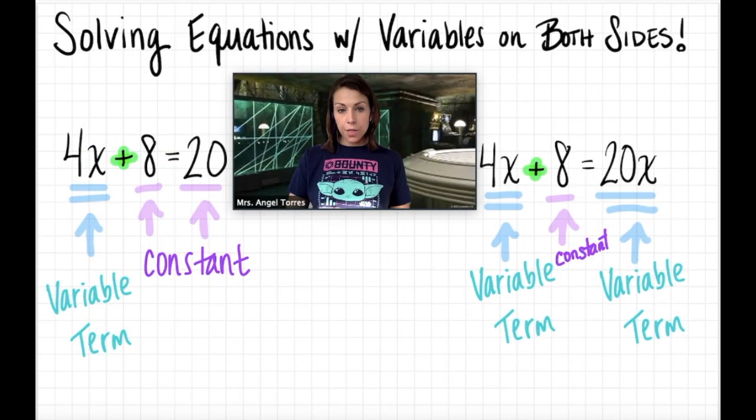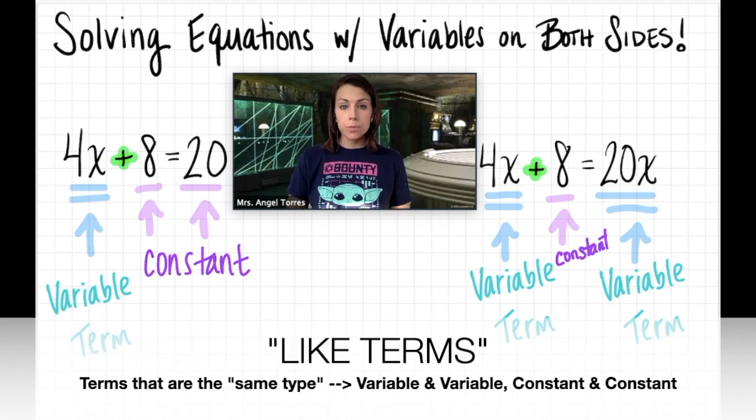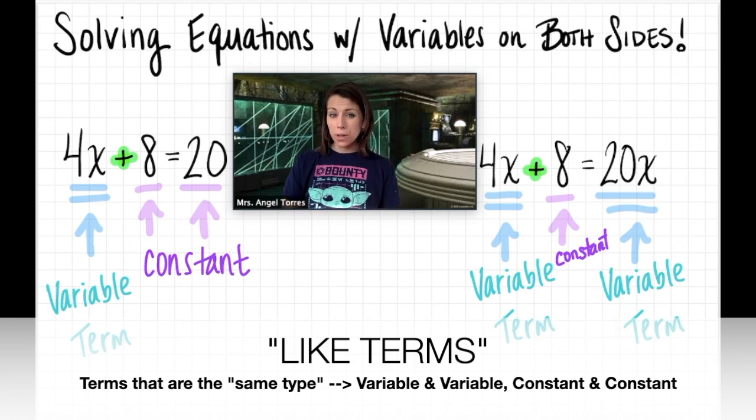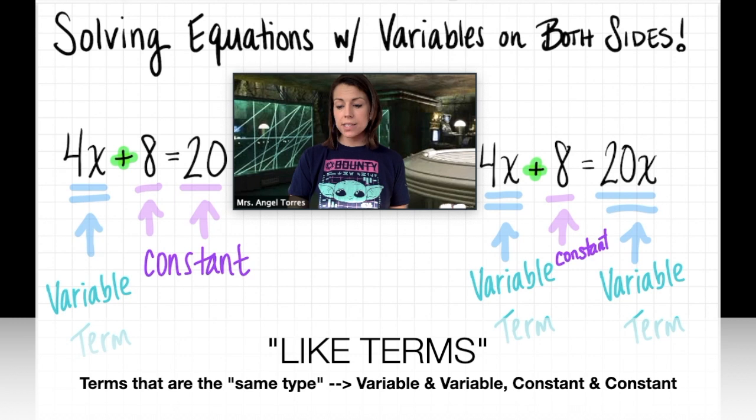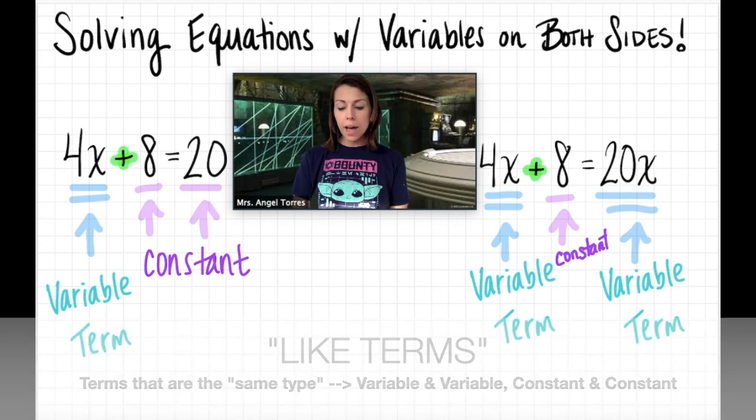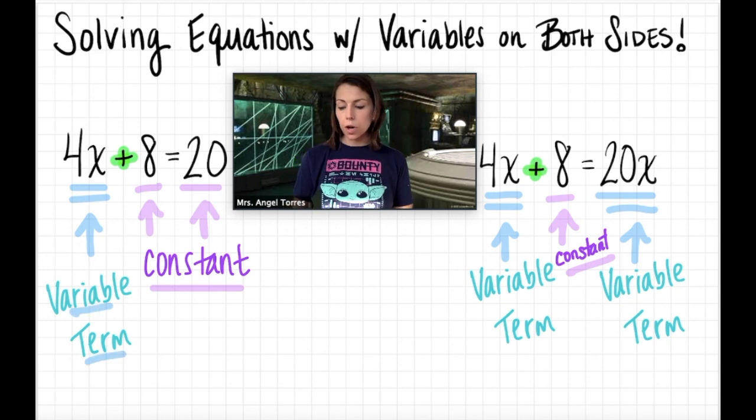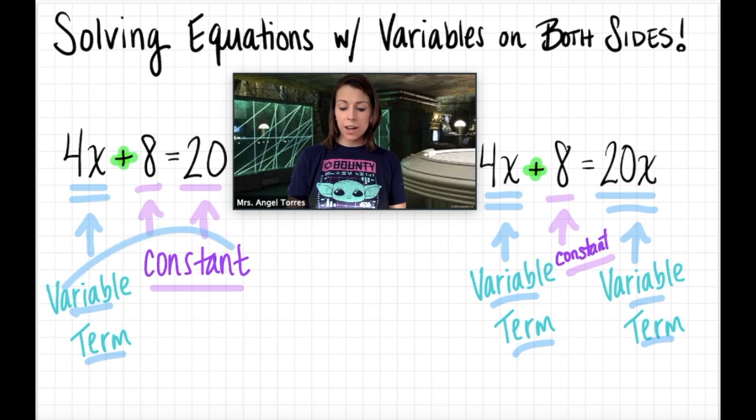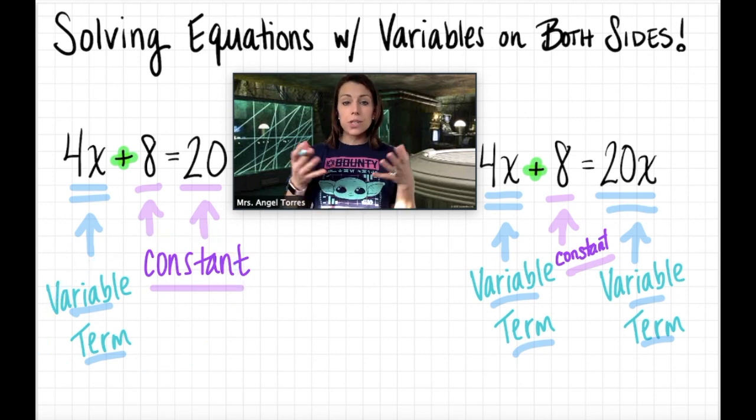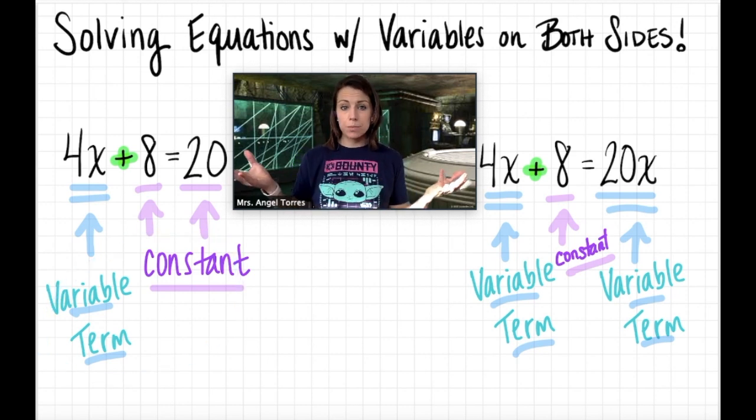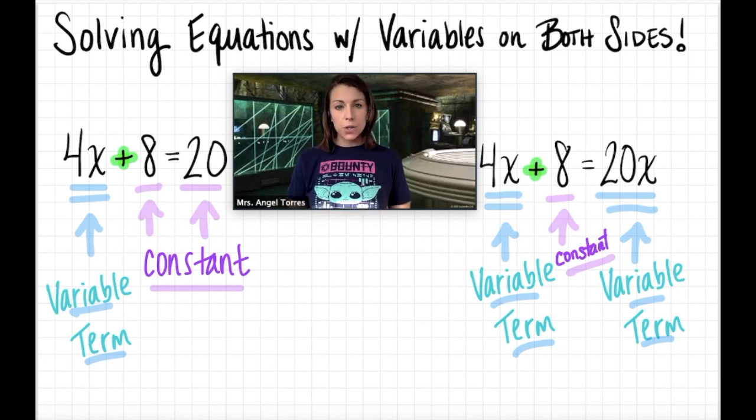Now, the final thing we want to talk about is what are called like terms. Like terms are terms that are the same type, that have the same variable or no variable at all. If I had to combine some of these terms, I could only combine a constant with another constant or a variable term with other variable terms. In other words, you can't combine a constant and a variable term. Those cannot be combined. They are not like terms. So now that we've had a chance to go over some of this vocabulary, let's grab our notes and get started.